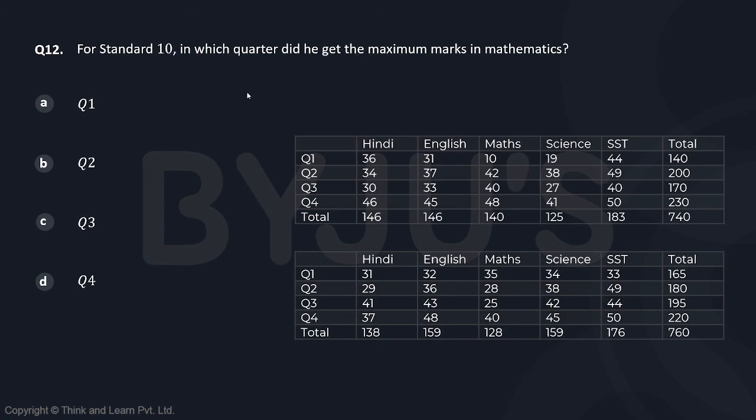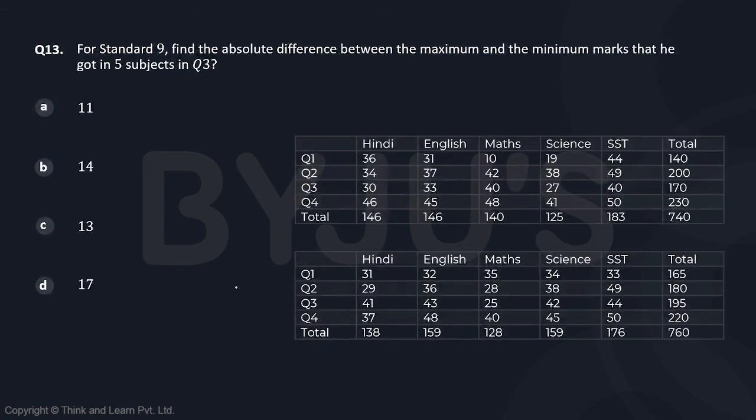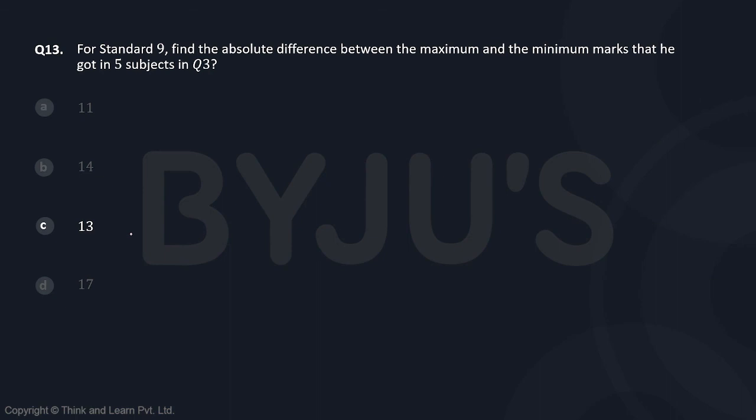For standard 10, in which quarter did he get the maximum marks in mathematics? In standard 10, that is here. Let's see. Maximum marks in mathematics are here, that is quarter number 4. So therefore my answer is option 4, that is quarter number 4. Next, for standard 9, that is here, find the absolute difference between maximum and minimum marks that he got in 5 subjects in quarter 3. In quarter 3, maximum is 40, minimum is 27, difference is 13. So my answer is option C, that is 13.